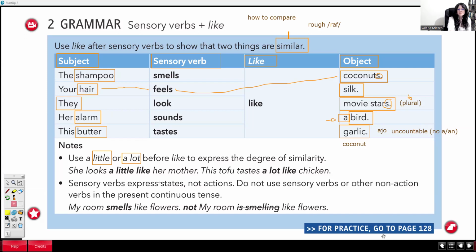Then we have sensory verbs express states, not actions. Okay, this is important, not actions. Do not use sensory verbs or other non-action verbs in the present continuous. Okay, so you cannot say the shampoo is smelling like coconuts. No, because we are talking about states. It's always like that. It's not going to change regarding the progress of the action. It doesn't work like that. So don't use it in the continuous tenses. It's impossible. All right, so it's always present simple.